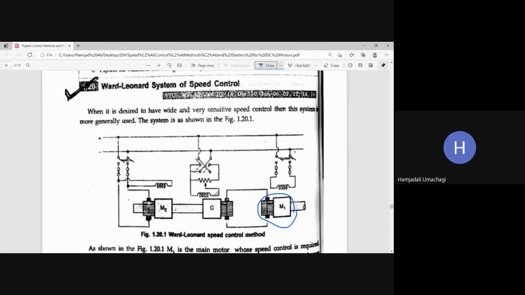So again, in order to drive this generator, you need certain mechanical input, and to get that mechanical input, you are going to make use of a motor. So this motor will once again be connected to the same DC power supply line via the switchgear, and it has the field winding. So this motor gives mechanical output to the generator.